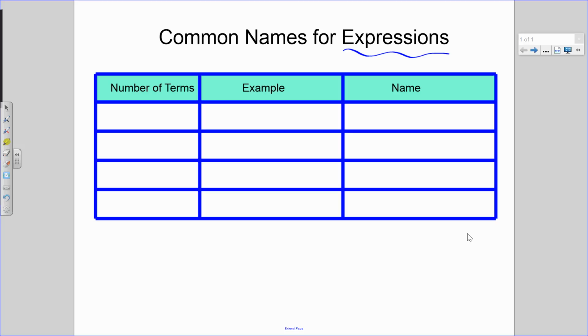Now, an expression can have 1 term, 2 terms, 3 terms, and then we end up having examples and certain names for them. Notice this third column, there's special names for expressions with 1 term, expression with 2 terms, and so on. So let's say we have an expression with 1 term. I'll give you an example. Say 2x. What is on your notes? We would call that a monomial.